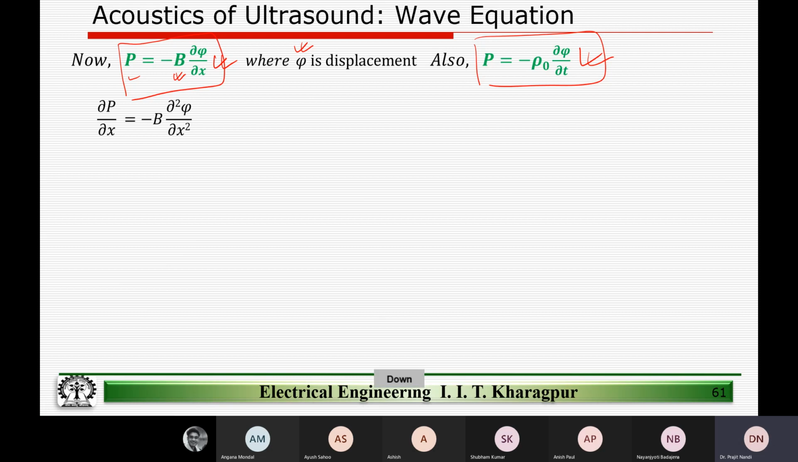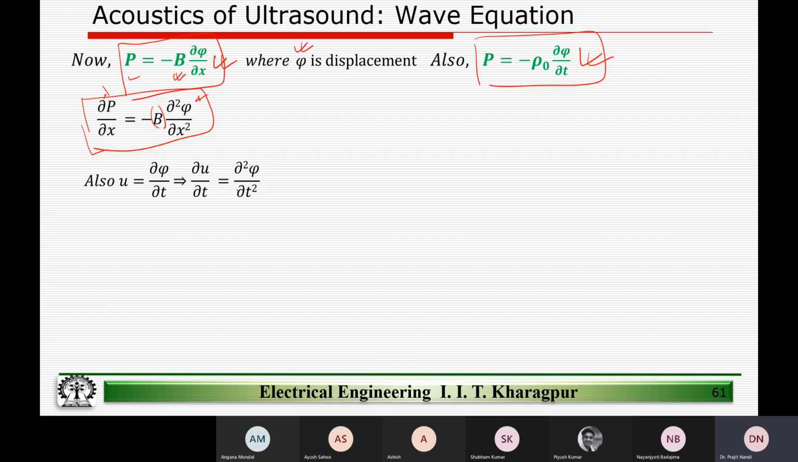If we use these two expressions, we'll end up with an expression which will relate the pressure with the particle displacement. Here again, you see that there is this fluid property that comes into the picture, and x is, of course, the x-axis. Now u, of course, we know, which is the velocity, is del phi del t. Which means del u del t is del 2 phi by del t square.